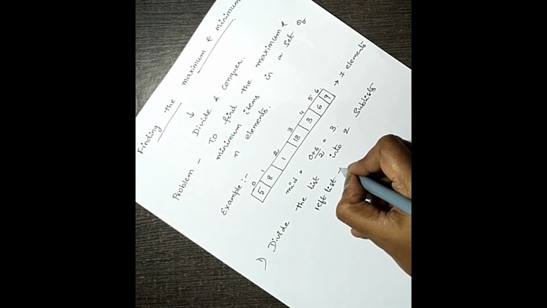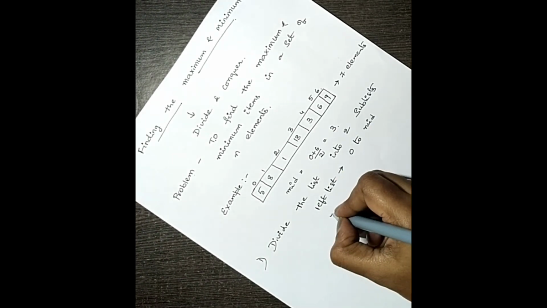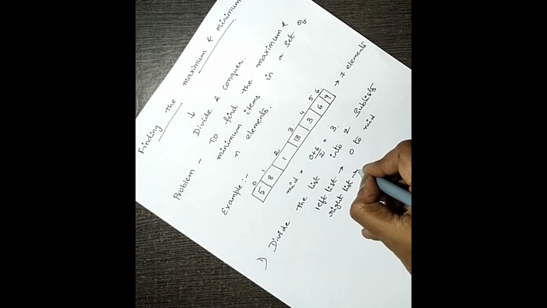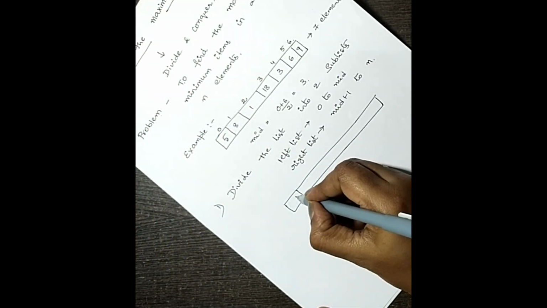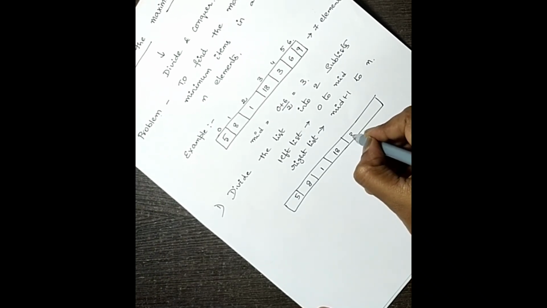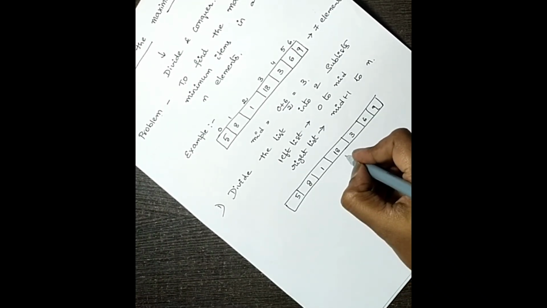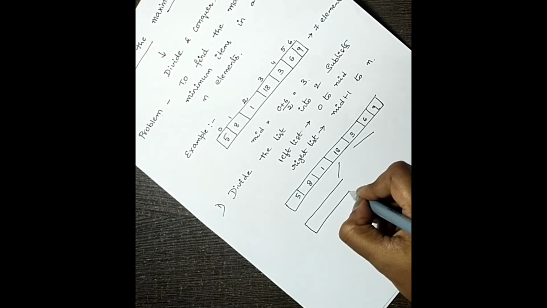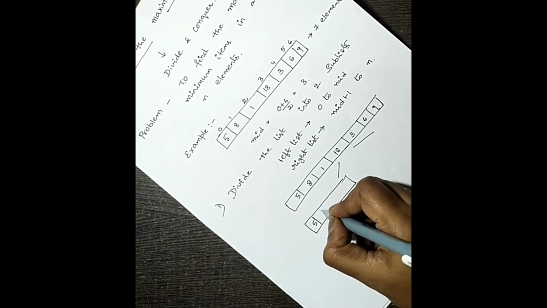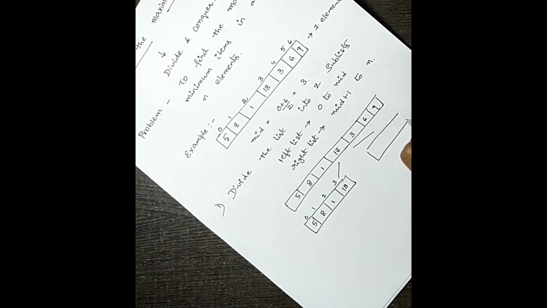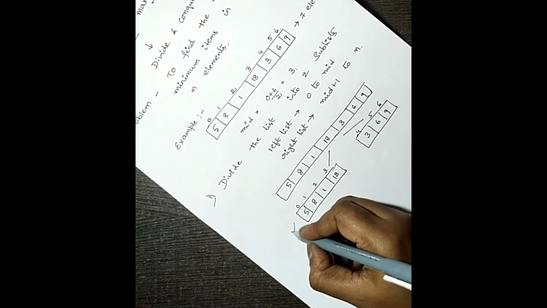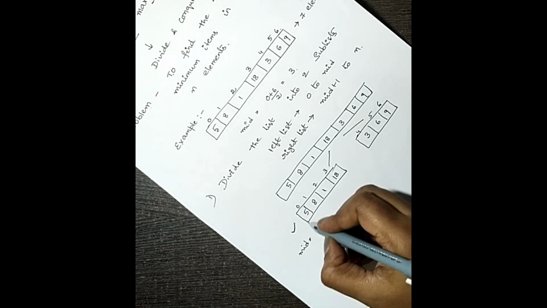The left sublist will have the values from 0 to mid, and the right sublist will have the values from mid plus 1 to high or n. Let's divide this list. We again have to divide the list recursively, finding out the mid again.